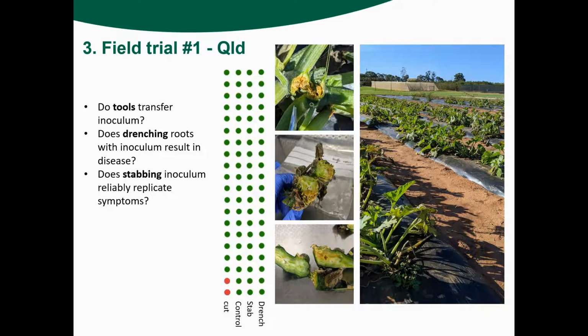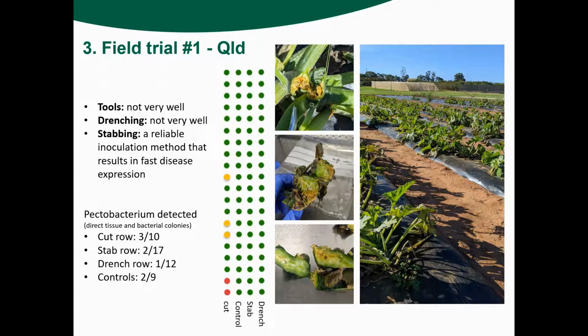So back in Queensland, we did a field trial. We wanted to know if tools transfer the inoculum, if inoculating the soil at planting of the seedlings will result in disease, and we also wanted to try our stab inoculum methods again. So this is just a picture of the field, and these dots here are just a layout of the replicates I had. These little red dots are the 2 plants that I inoculated for the cut row. So at fruiting, I'd chop these up and then just go down the row with dirty secateurs as far as I could and see if it spread the disease that way.